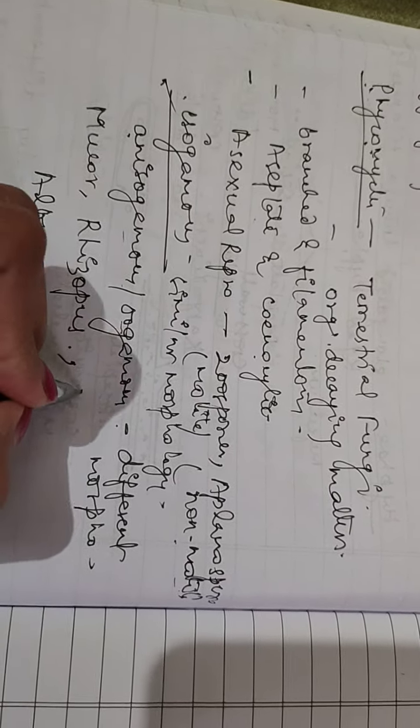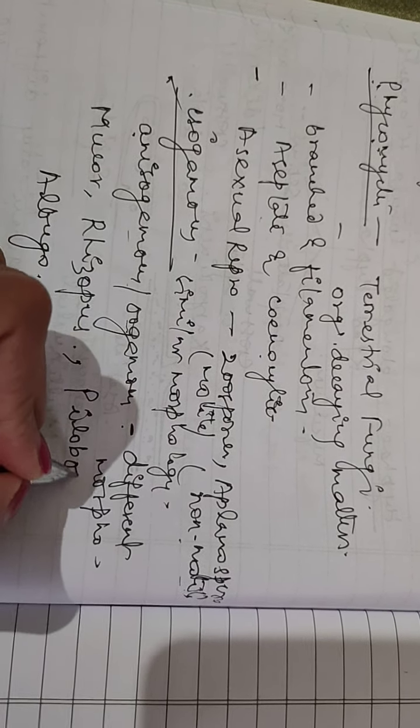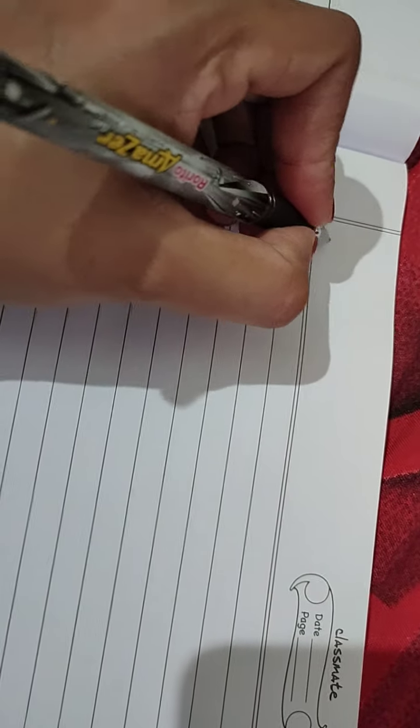Examples are Mucor, Rhizopus, and Albugo. Then other examples are Pilobolus, etc. And the next group is ascomycetes.